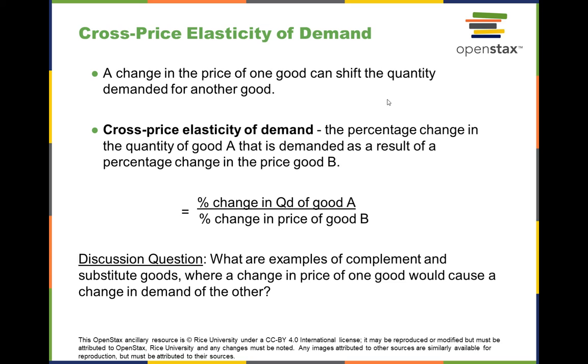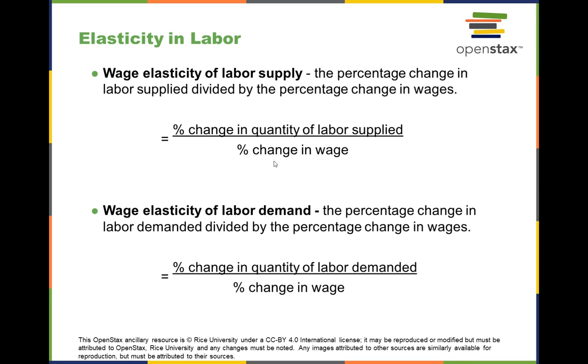And then there's cross-price elasticity. The change in the price of one good can shift the quantity demanded for another good. So the percentage change of the quantity demanded of good A divided by the percentage change in price of good B is going to determine the cross-price elasticity. And so that will tell us whether these two products are substitutes or complements.